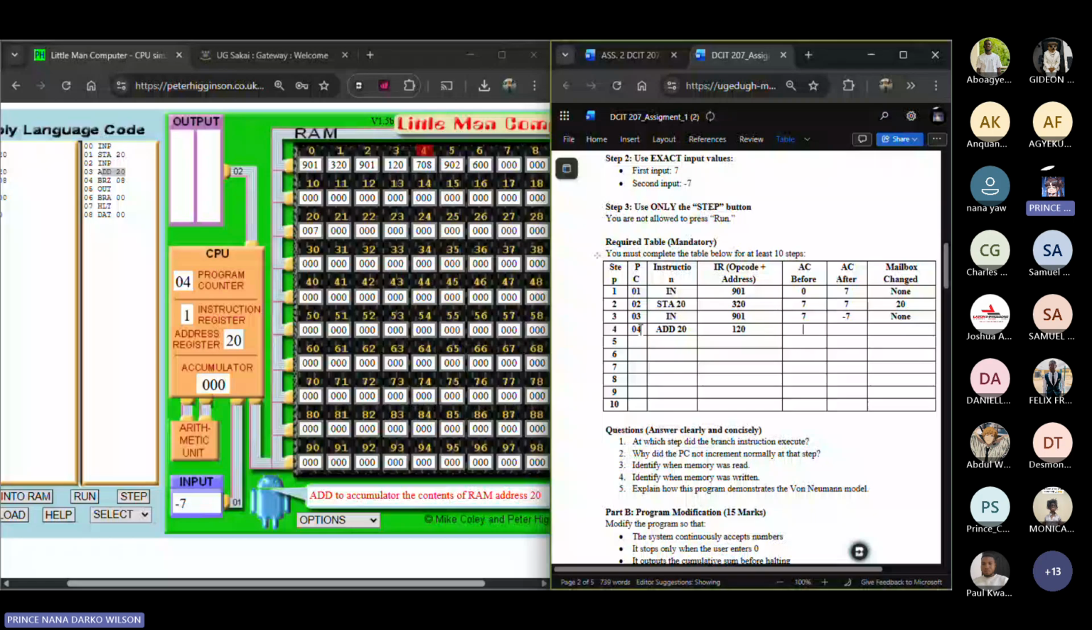Which of the mailboxes changed? None of them were affected. We keep running this code. So let's run to the next one. This is about where we will stop and move on to the next program to do.